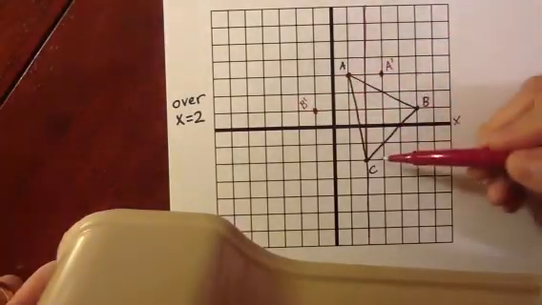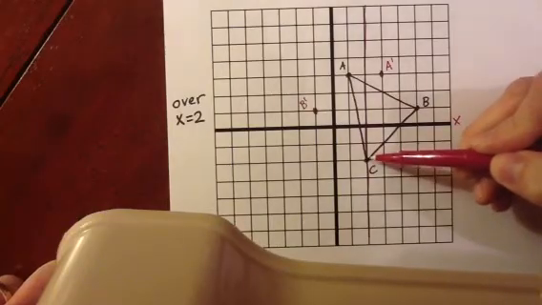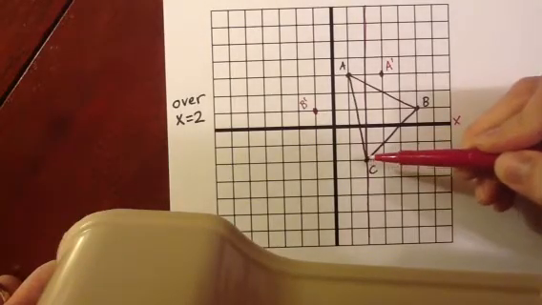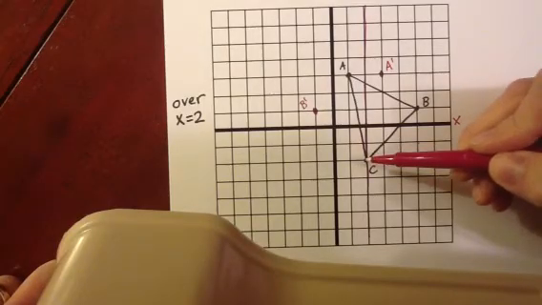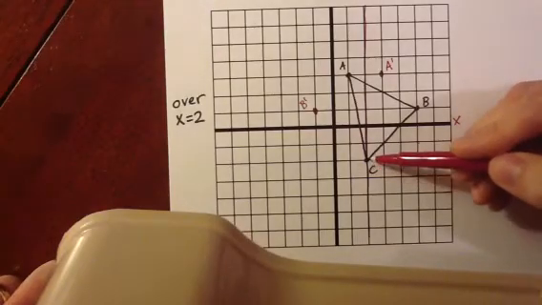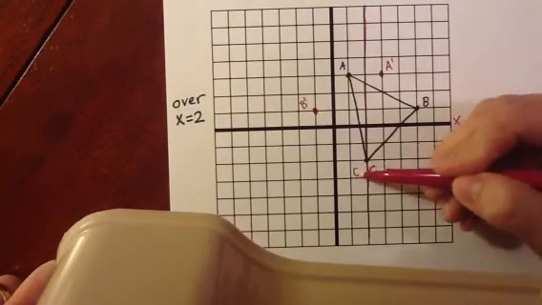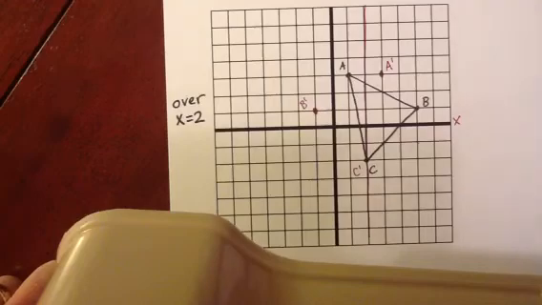And where's point C? Oddly enough, point C is right on the line itself. So if C is 0 units away from the line, it's going to reflect 0 units away from the line. It's actually going to reflect on top of itself. So C doesn't move when it reflects to C prime. Those points are the same.